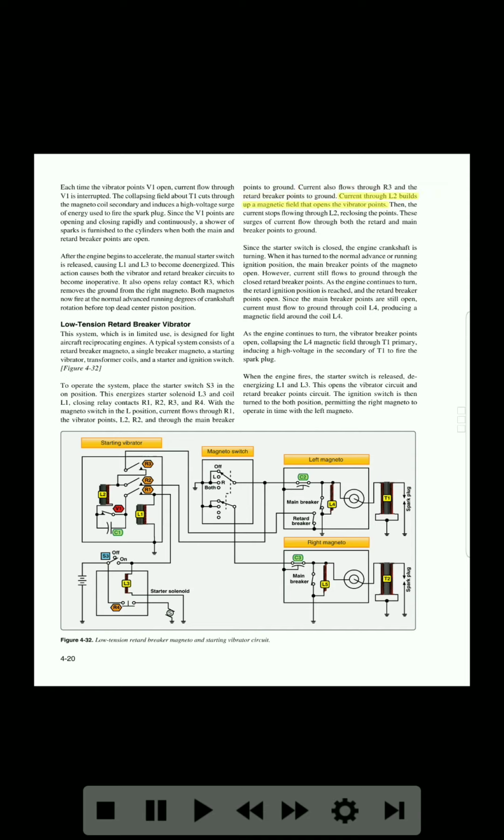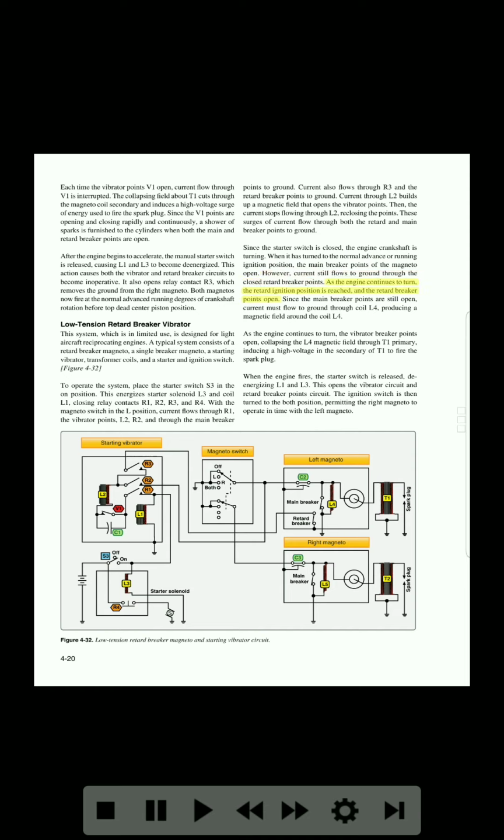Current through L2 builds up a magnetic field that opens the vibrator points. Then, the current stops flowing through L2, closing the points. These surges of current flow through both the retard and main breaker points to ground. Since the starter switch is closed, the engine crankshaft is turning. When it has turned to the normal advance or running ignition position, the main breaker points of the magneto open. However, current still flows to ground through the closed retard breaker points.